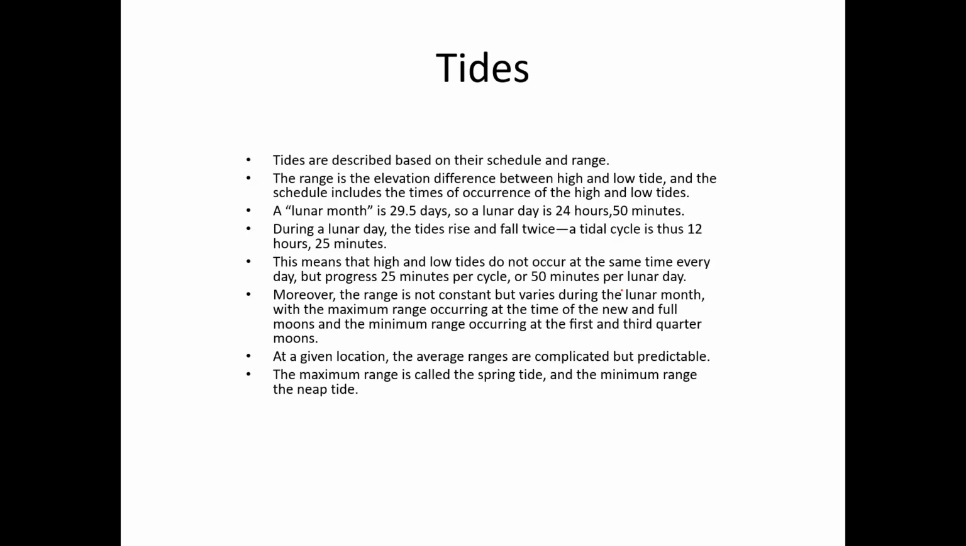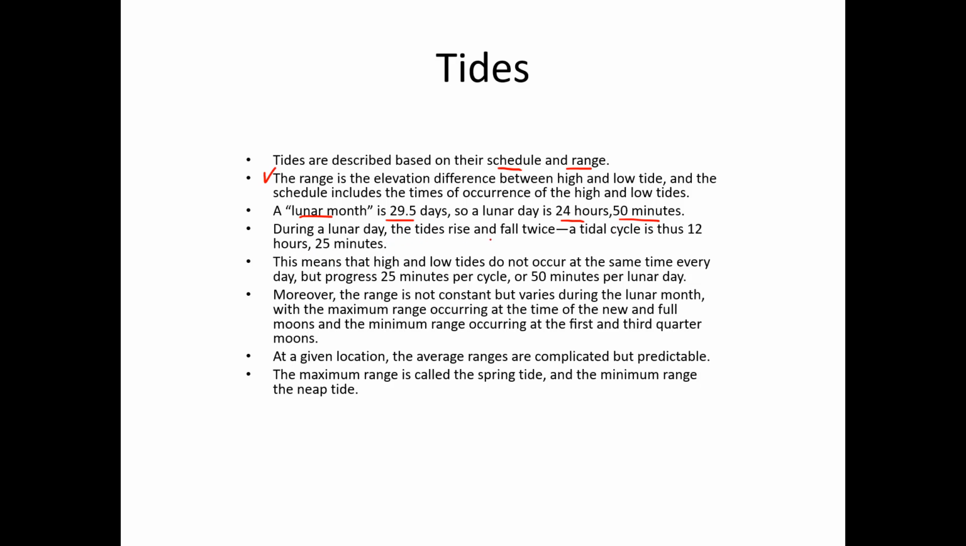So the tides are described based on their schedule and range. Their range is the elevation difference between the high and low tide, and the schedule includes the times of occurrence of the high and low tides. A lunar month is 29.5 days. A lunar day is 24 hours and 50 minutes.